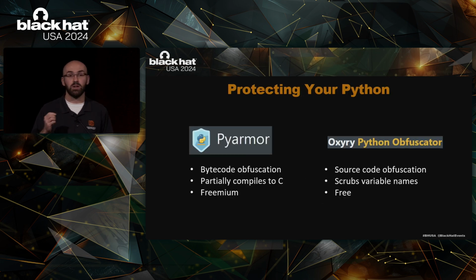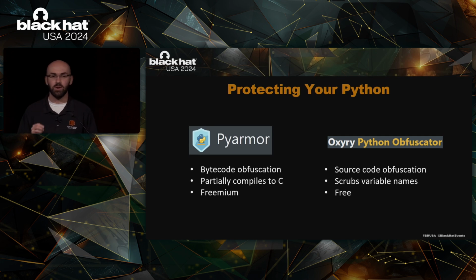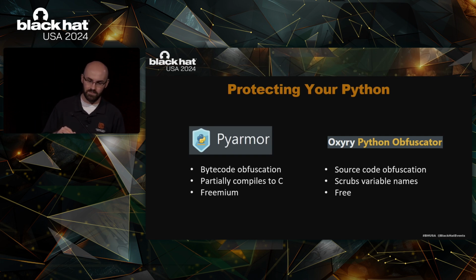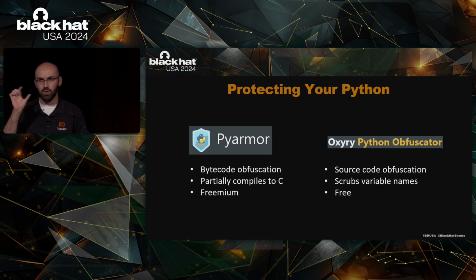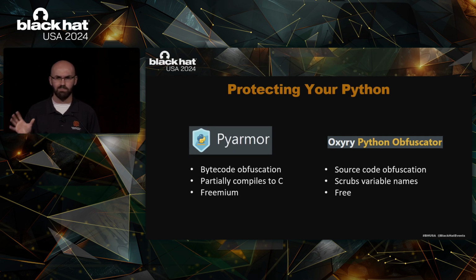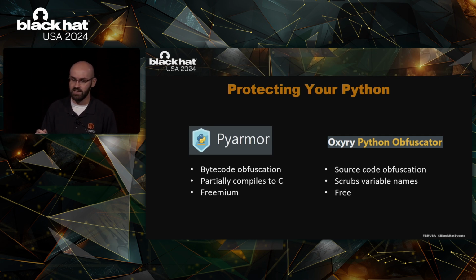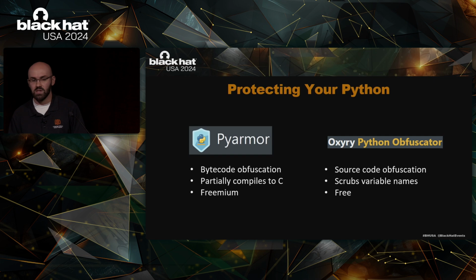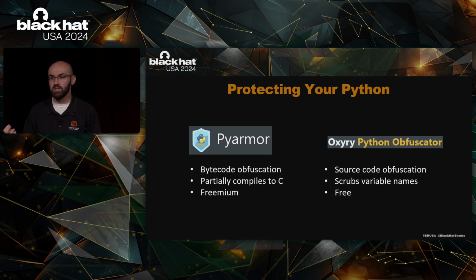If you're a Python product owner, you might be feeling a little bit nervous. We've already had a couple of instances where high-profile products written in Python have been uploaded to our service for decompilation. So I wanted to call attention to a couple of obfuscation tools that you can use to help protect yourself. PyArmor is a bytecode-level obfuscation tool that partially compiles your Python code to C and applies some other fancy techniques. It's freemium, so its basic features are available, but it requires a license for its best stuff. And then Oxyry is a source code-level obfuscator that scrubs all your variable names. It's free. It doesn't stop decompilers, but it makes the decompiled source code much harder to use.